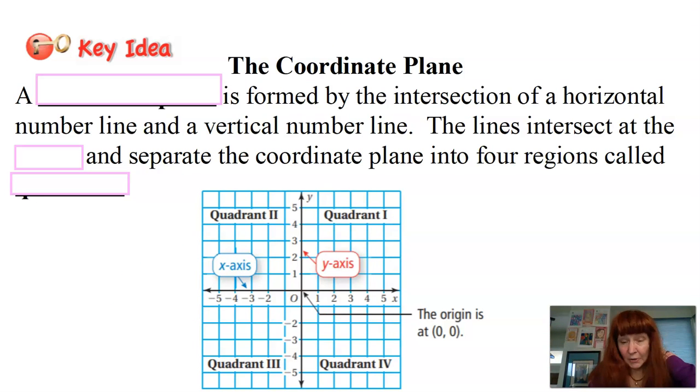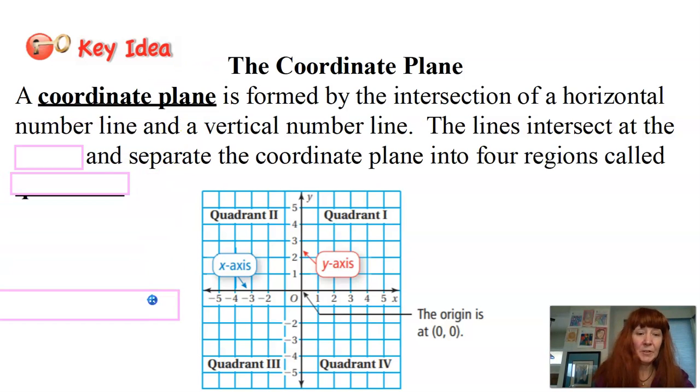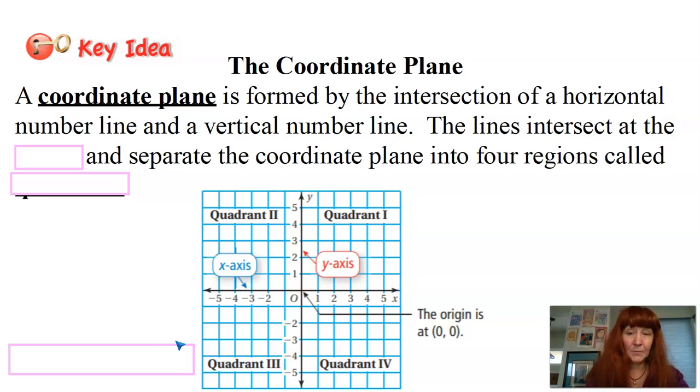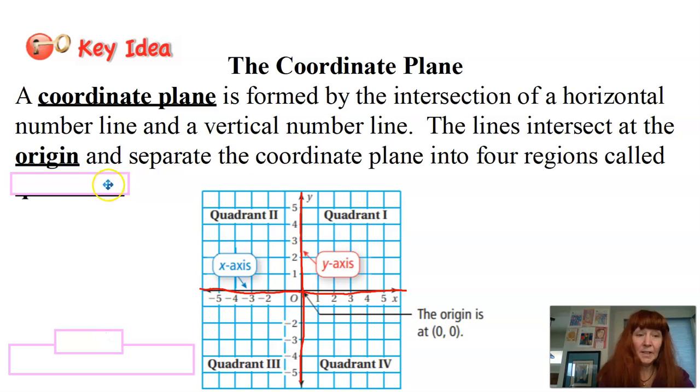Okay, so for today's lesson, you're going to fill in this important information. This is the key idea from your textbook. It's all about a coordinate plane, right? Hopefully you've seen coordinate planes before, and hopefully you're going to fill in these blanks while you're at home taking notes. A coordinate plane is formed by the intersection of a horizontal number line and a vertical number line, right? So this is the horizontal number line, the x-axis, and this is the vertical number line, it's the y-axis. The lines intersect at the origin, and they separate the coordinate plane into 4 regions, and they're called quadrants, right?